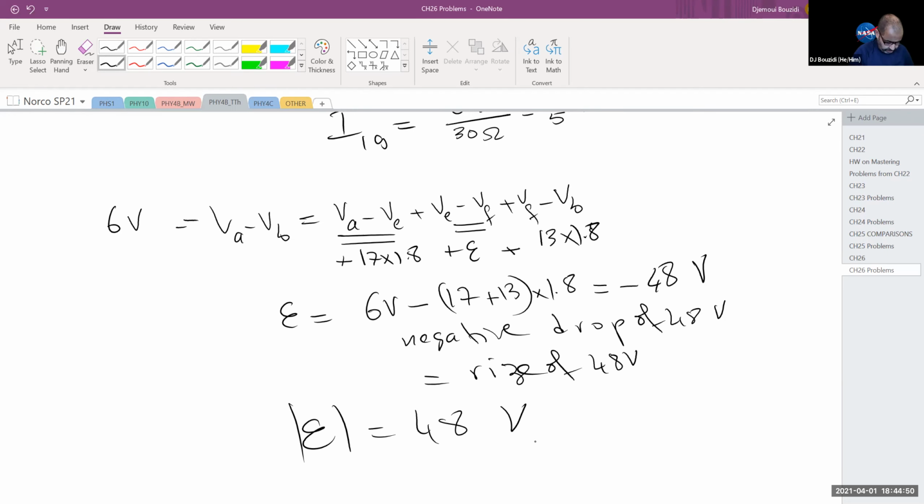So the question is: find the polarity and the EMF of the unknown battery, assuming it has negligible internal resistance. Of course, we did that. Does this answer the question? Do you guys see that?